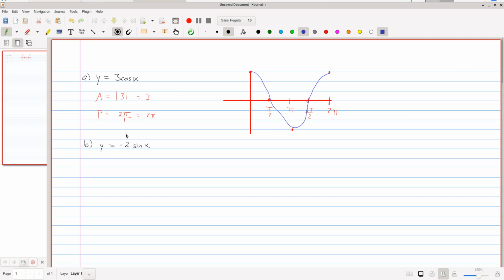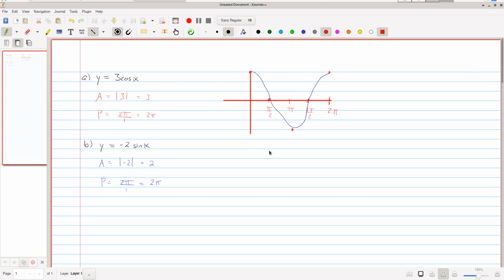Let's do the same thing with our other graph. So y equals -2 sine x. The amplitude is the absolute value of the coefficient of the trig function. So in this case, the amplitude is 2. And the period is 2 pi divided by the coefficient of the x. And again, there isn't one, so the coefficient of x is 1. So the period is 2 pi.